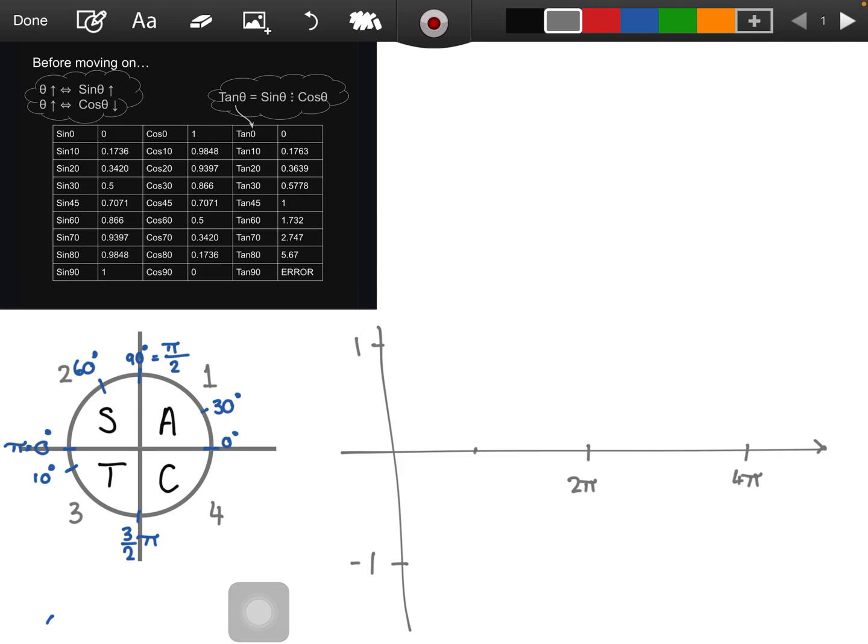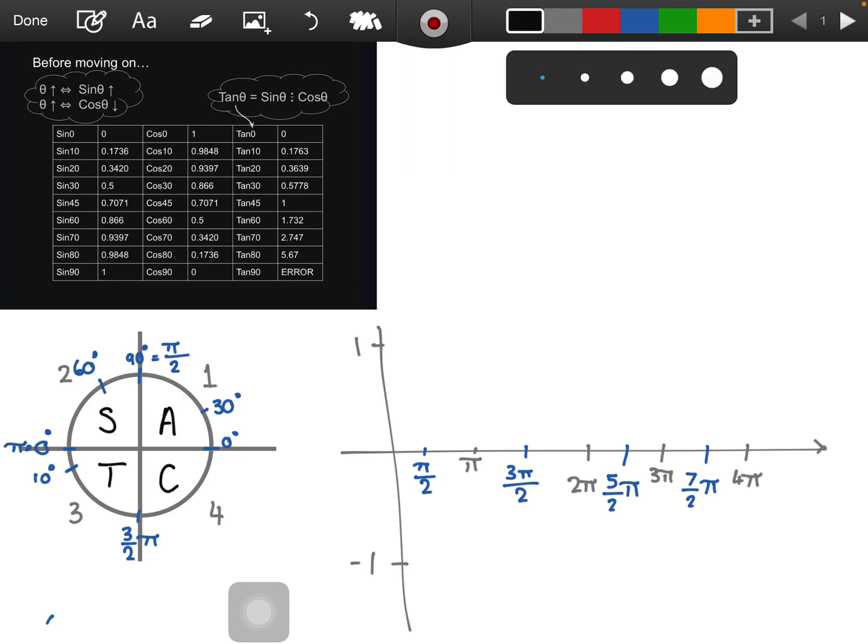Okay, so that means that this is pi, 3 pi, and then we can fill in even more. So I'm going to fill in pi over 2 for 90 degrees, 3 pi over 2. Then we'll have 2.5 pi, so 5 over 2 pi. And then 3.5 pi, so 7 over 2 pi. Okay, so we have loads of values here.